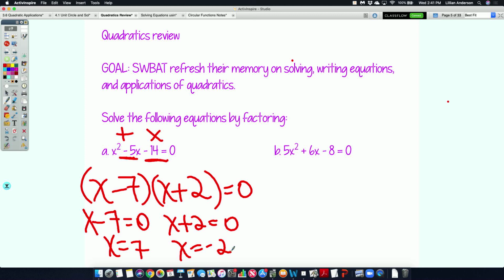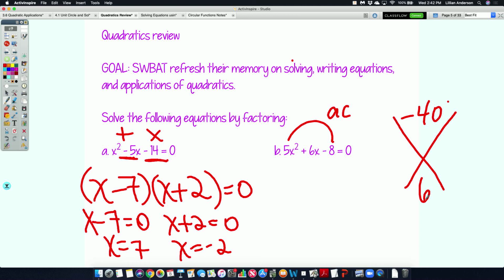When a is not 1, what do you have to do? Multiply your a to your c. So that's going to give me -40. So now I'm going to do what? You multiply to get -40, but add to give you what? 6, so still your b. That still is there. What 2 numbers? 10 and -4.